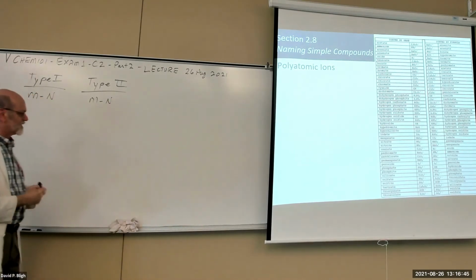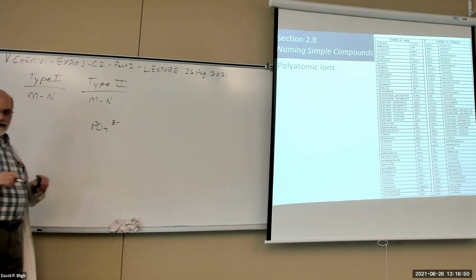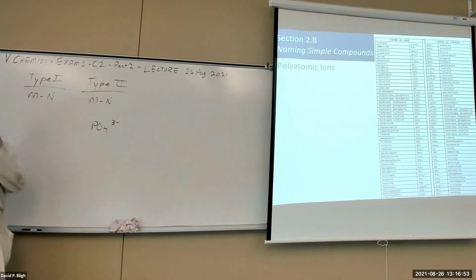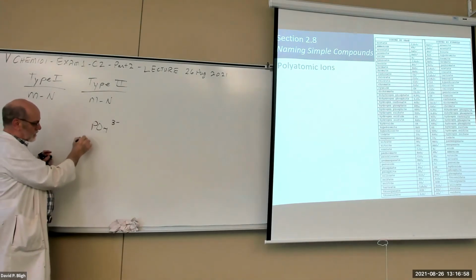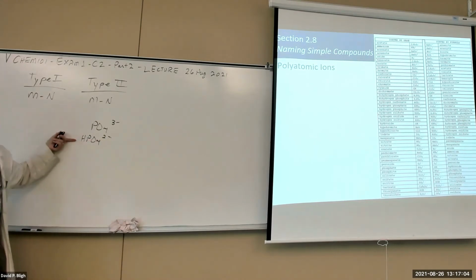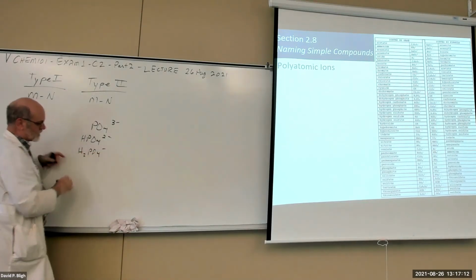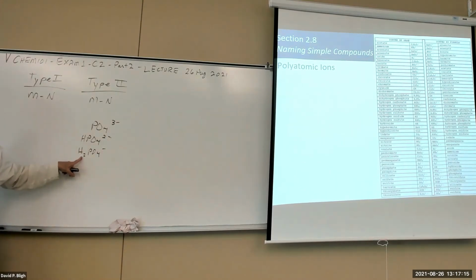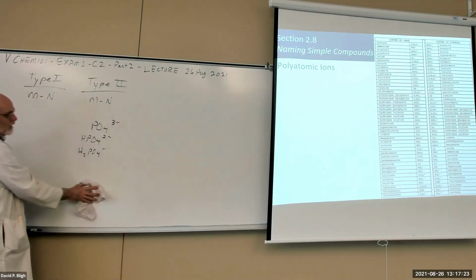So if we had, let's see, PO4 3-. If you add a hydrogen to that, think of hydrogen as a proton, it's a positive charge, then it would take out one of those negatives. This would be phosphate, this would be hydrogen phosphate. That's a polyatomic ion. Or this one would be 1-, dihydrogen phosphate. Polyatomic ion. Okay.